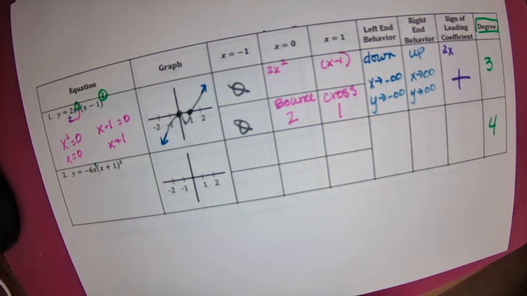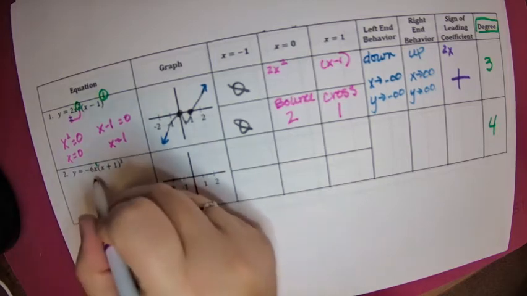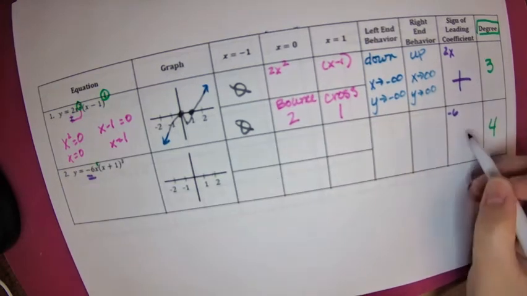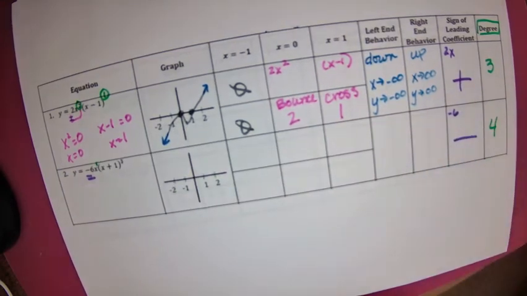My leading coefficient right here is a -6, -6x. That's a negative. That means we're going down.